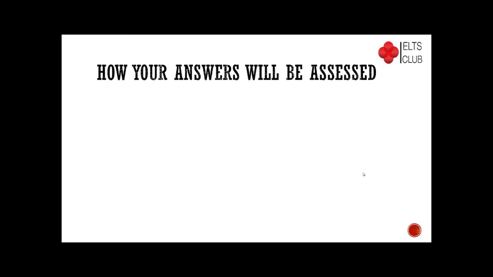Now, let's look at how you'll be assessed in the writing test. For the 2 tasks, you'll be assessed in these main areas. Number 1, coherence and cohesion. This means your ability to write a clear, organized, and well-structured essay that flows smoothly and is easy to understand and easy to follow. Number 2, lexical resource. This means your ability to use a range of vocabulary and expressions appropriately and accurately.